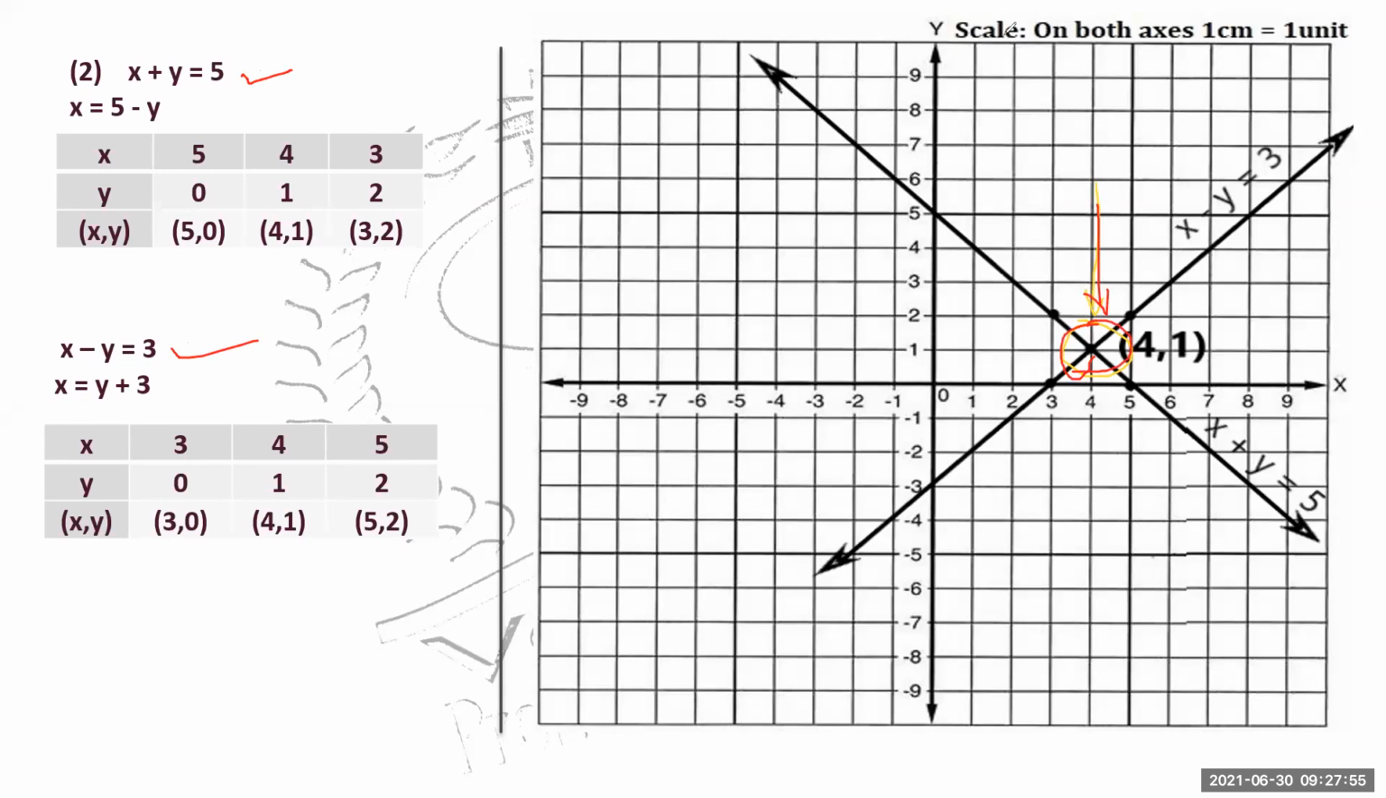Understood? You have to write the scale on top always, as I have told you. You have to write the scale on both axes: 1 centimeter equals 1 unit. That is very important. You get marks for that. This is a 4 marks question, very easy. You get 2 marks for completing the table and 2 marks for completing the graph.